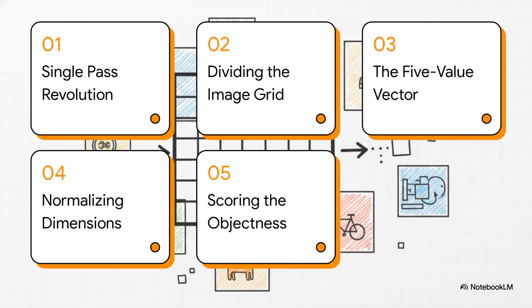Here's our structural blueprint for today. We'll start with the single-pass revolution, then look at dividing the image grid. From there, we'll jump into the 5-value vector, understand normalizing the dimensions, and finally, wrap up with scoring the objectness. Basically, we're zooming progressively from the whole image down to the underlying mathematical formulas.